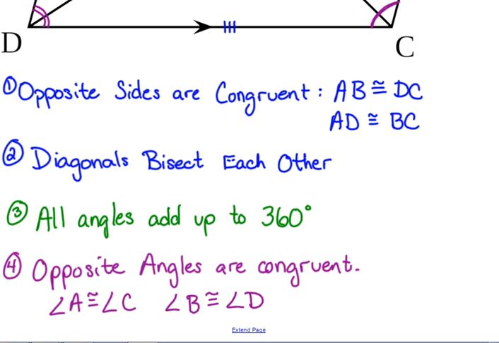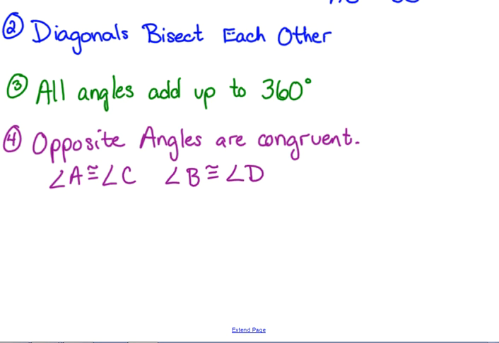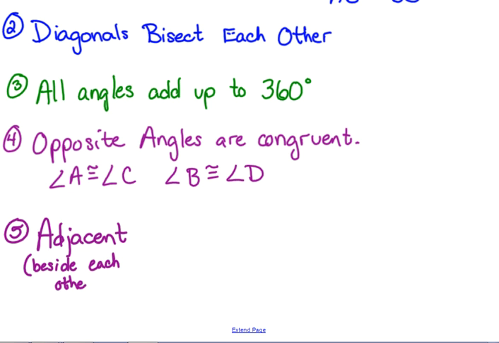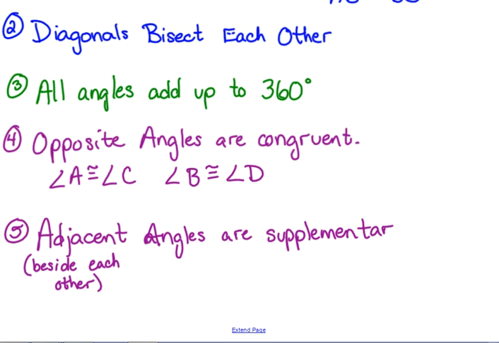There is one more property I just thought of that I want to add to this. Adjacent angles. What does it mean to be adjacent to something? Right beside each other. Adjacent means beside each other. Adjacent angles are supplementary. What does supplementary mean? 180 degrees. They add up to 180 degrees.